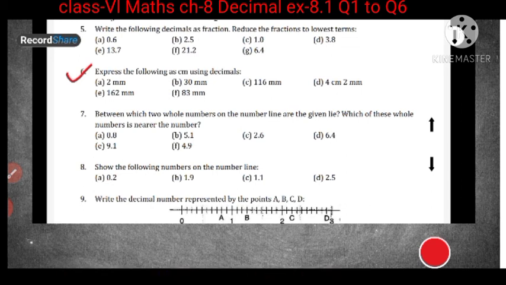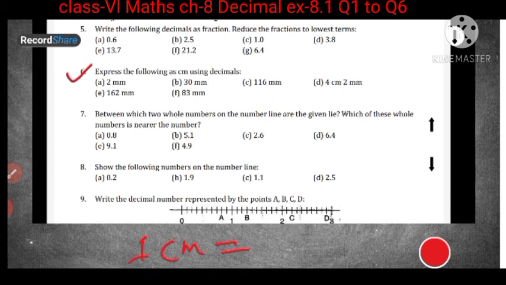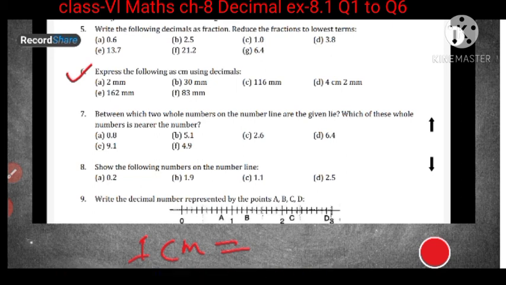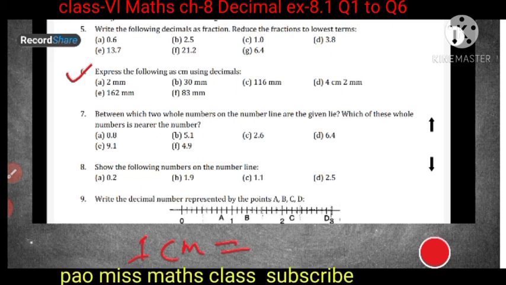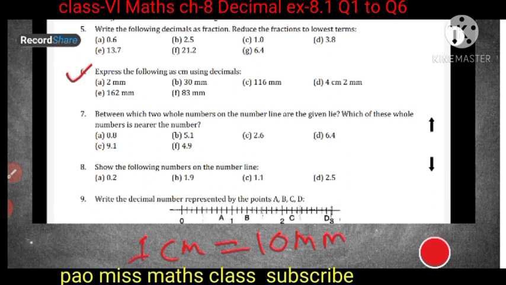So what do we know? 1 centimeter is equal to how many millimeter? In a centimeter scale we can see that between 1 centimeter there are 10 small millimeter lines, isn't it? You can see 10 lines between 1 centimeter. So 1 centimeter is equal to 10 millimeter, okay? 1 centimeter is equal to how much?